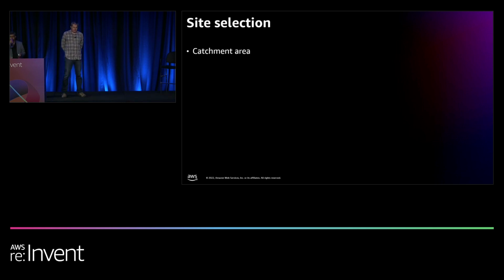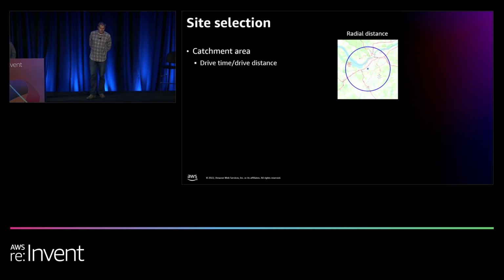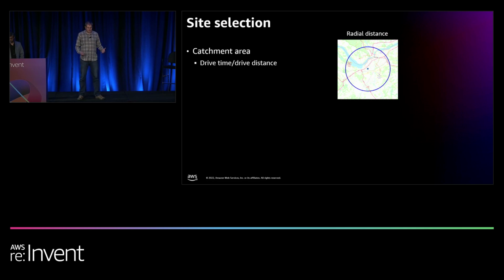Typically, we start with a defined geographic area. This is also known as a catchment area. And there are several different ways to approach this. The most menial is to simply do a radial distance. This is taking a distance of X kilometers around a known point. And you're just blindly drawing a circle around a known point, and that is the area that will determine the starting point for your site selection.